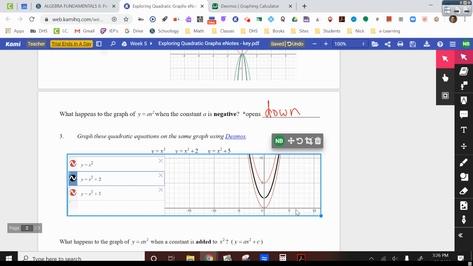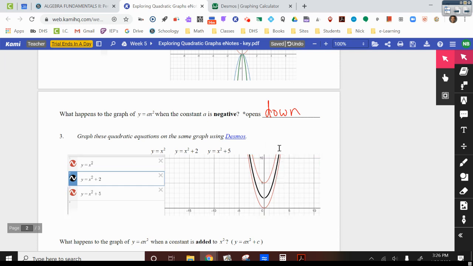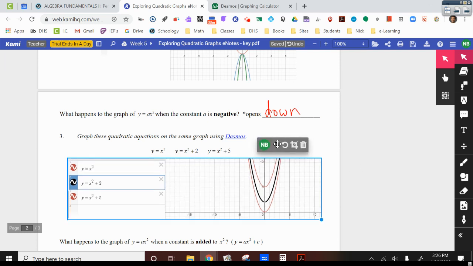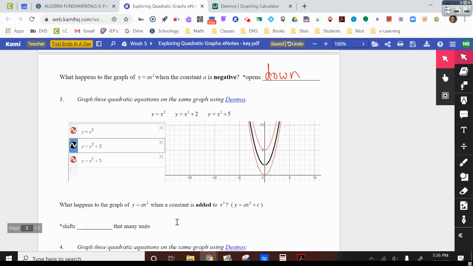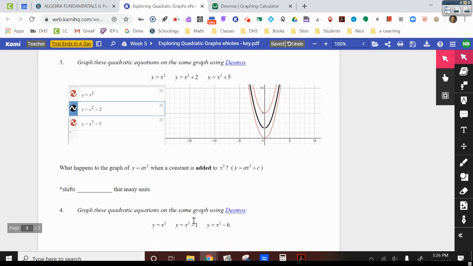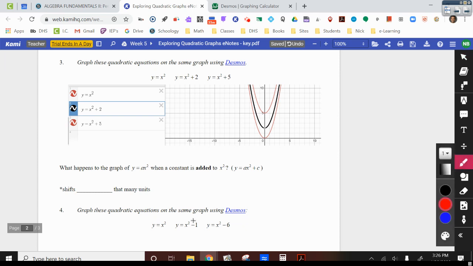There we go. All right, so now let's fill this out here. If you're writing your notes down, this is what you want to write down: when something is added to my x squared, it's going to shift up that many units. It was plus 2, so I went up 2 units. The next one was plus 5, so I went up 5 units.